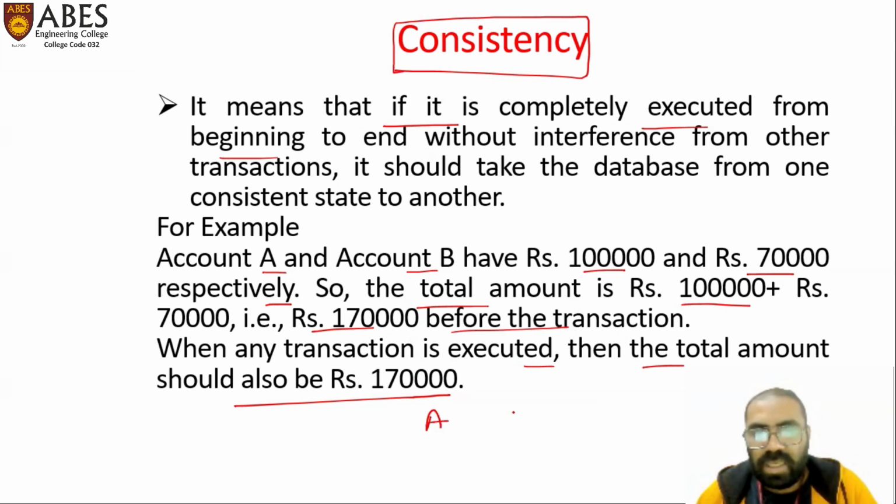So let us take a small example. A and B have 100 and 50. So the earlier sum is what? 150, which is A plus B.